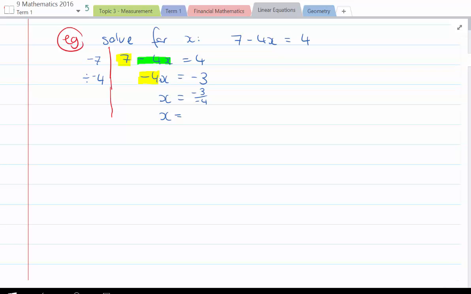As that negative is common to top and bottom, it will cancel, or it's like having negative 1 divided by negative 1, which gives us a positive 1, and we're left with 3 on 4, and that's our answer.